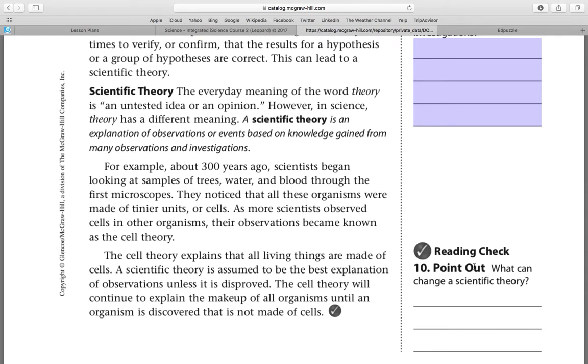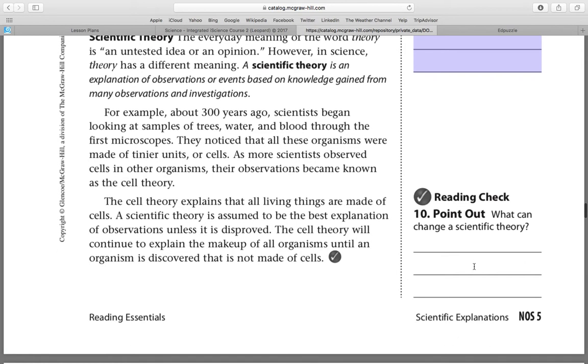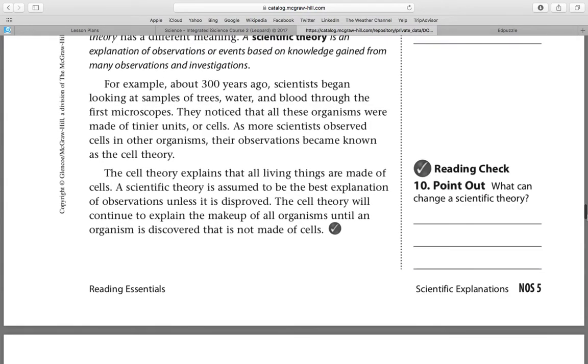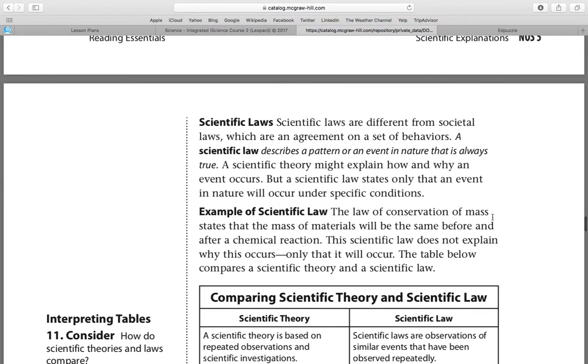It explains that all living things are made of cells. If we ever find something that's alive that doesn't have cells, then it will be disproven. But until then, we will support the cell theory. The Big Bang Theory is another example, on how the world was formed. That's debatable. Some scientists support the Big Bang Theory, that this is how the world was formed. All right. Question number 10, what can change a theory? It says if it is disproved by a new scientific investigation. So until it is disproven, it won't change.